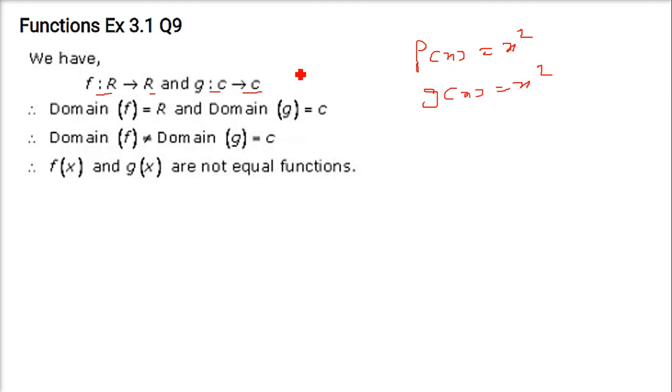Why? Because the domain of f is R, real numbers, and the domain of g is C, complex numbers, anything you can say. So the domains are not equal. So the values you are putting here will not be equal. You will put real numbers here, you will put some complex numbers here. When the domains are not equal, these functions cannot be regarded as equal functions. They are unequal functions.